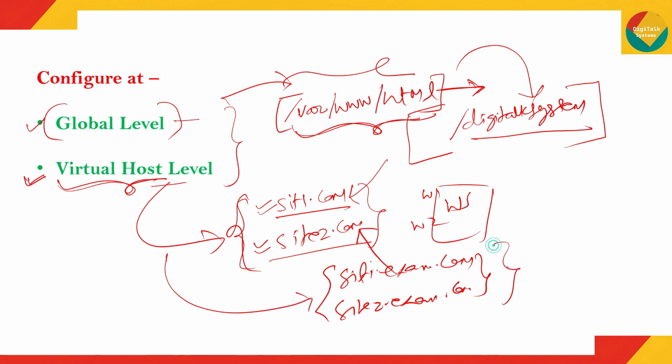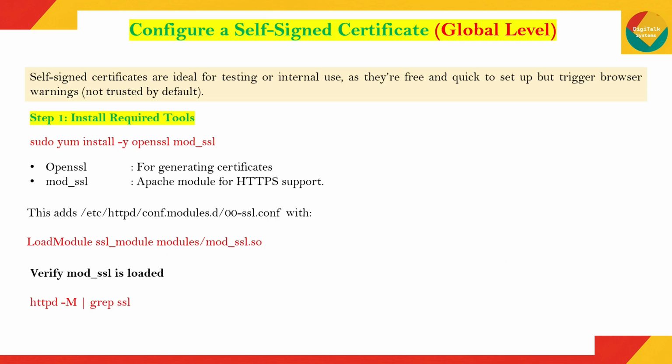So we have already covered how to deploy the website at the global level and at the virtual host level. So we are going to utilize the same for the SSL configuration. Okay, so first we are going to cover the self-signed certificate, and inside the self-signed certificate we are going to cover the global level. Okay, so the action plan is very straightforward.